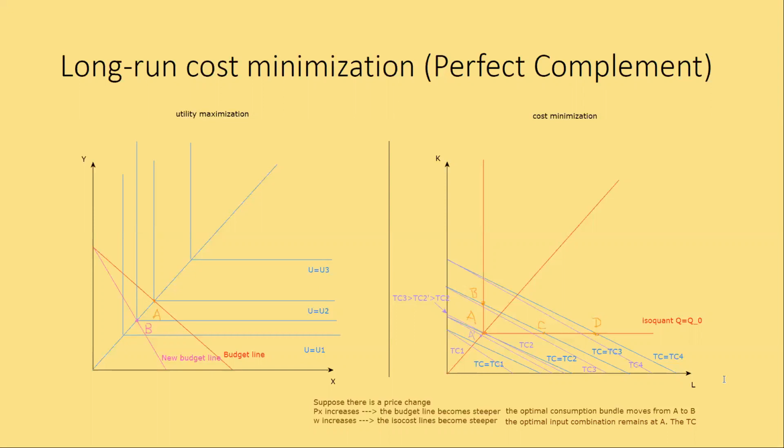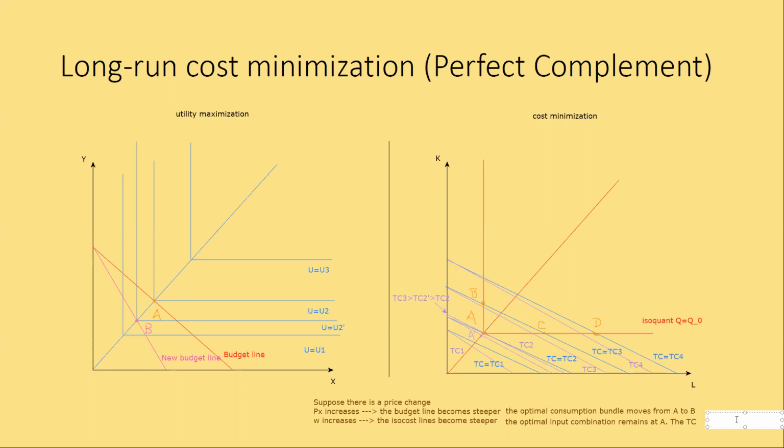So this is an important distinction: in consumer theory, when there's a price change, the optimal consumption bundle changes, and also the level of utility the consumer realizes. Here the level of utility at this point is probably U2 prime, and we know that U2 prime is going to be between U1 and U2. That is at point B. However, in the producer case, when the two goods are perfect complements, the optimal point is always at point A.